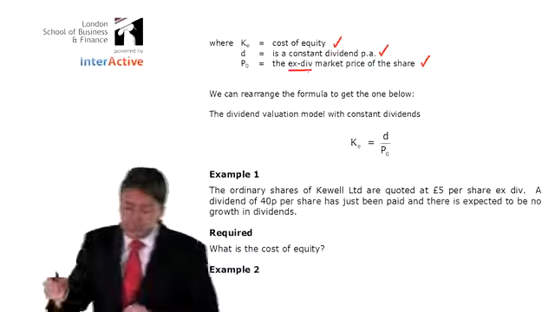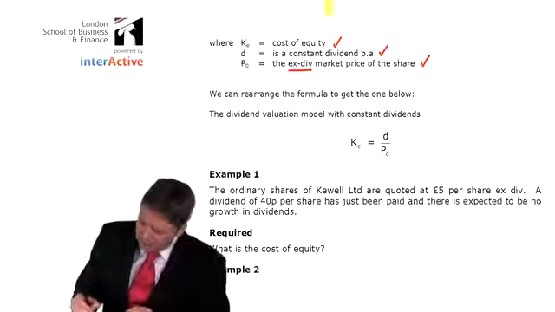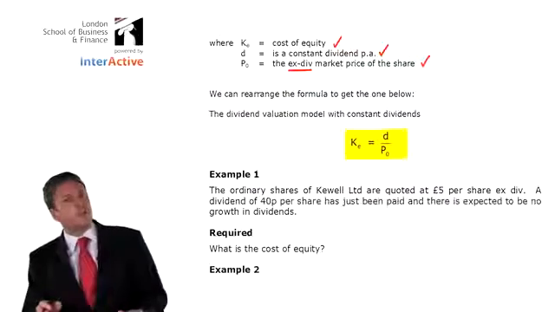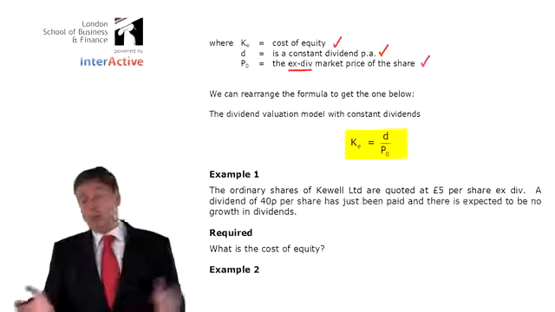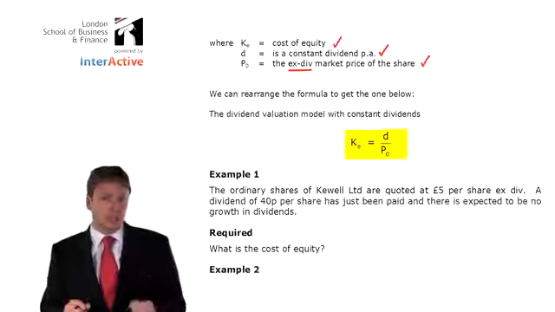So all I've tried to do here is this. Given that we've got this, let's rearrange the formula. If we multiply both sides by KE and divide both sides by P0, very simply, we are able to calculate the cost of equity given the price.